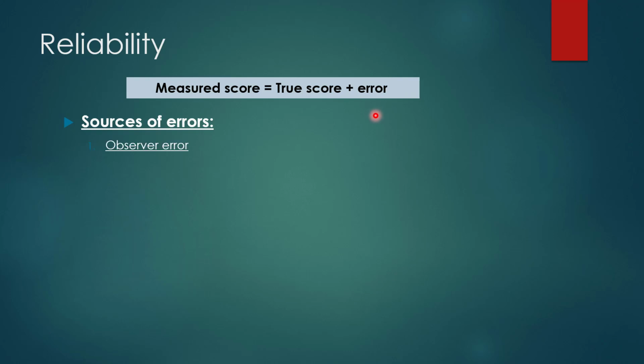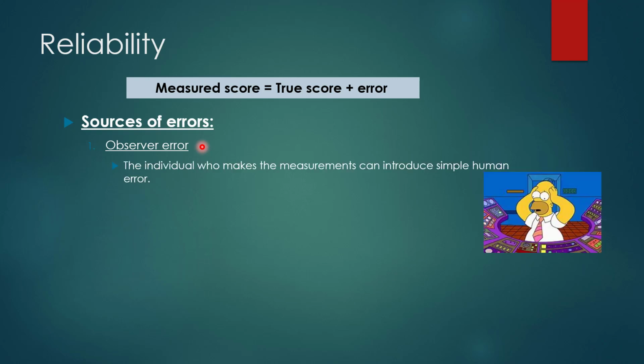The first one we're going to talk about is observer error. This is where the person taking the measurement introduces some sort of simple human error. Of course, this idea of observer error really only comes into play when we're talking about a human making some sort of subjective type of measurement.